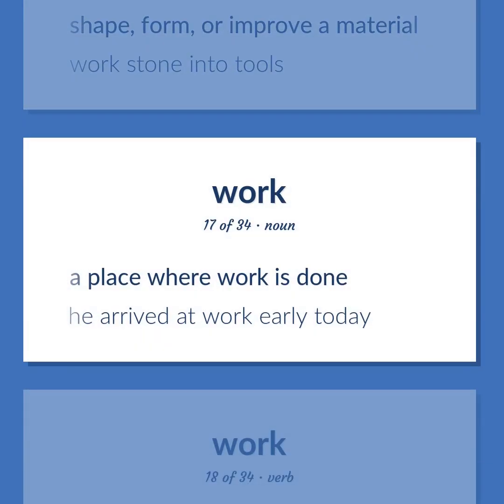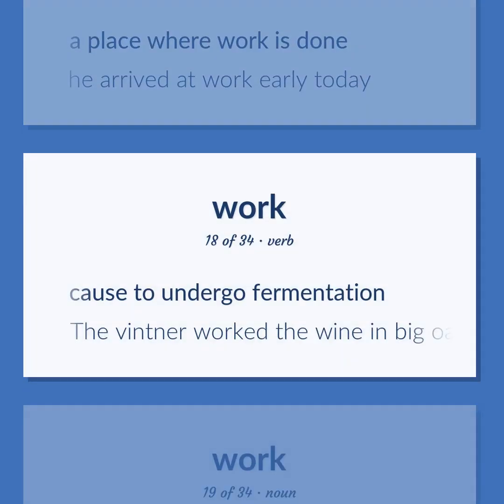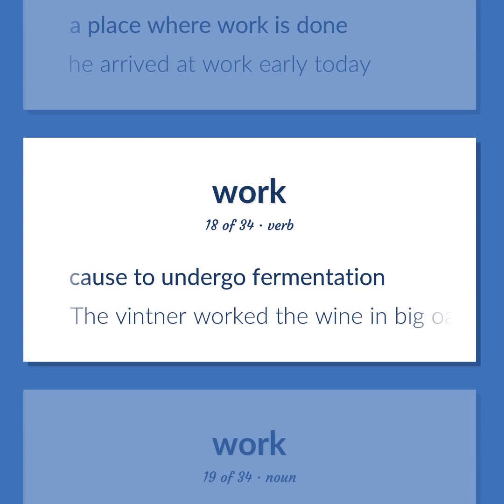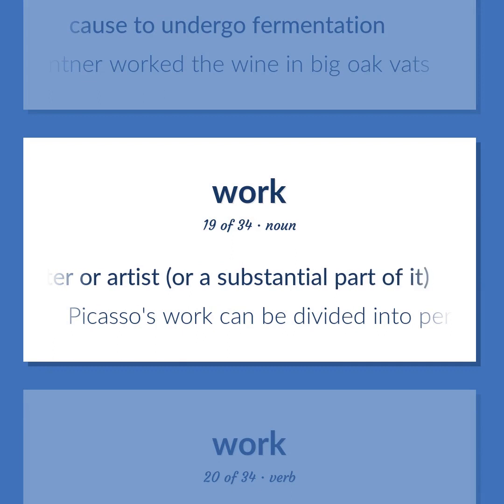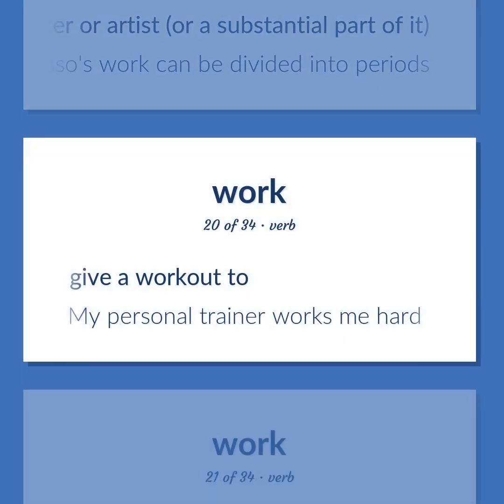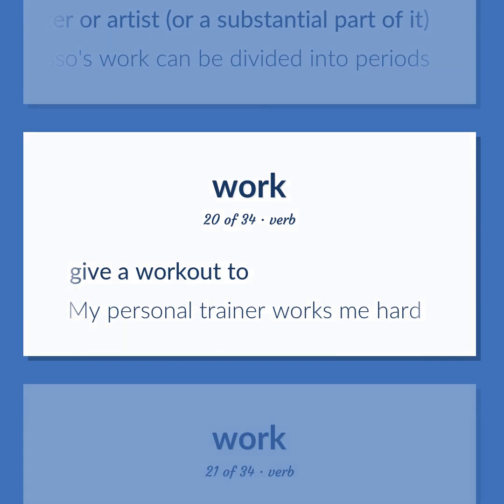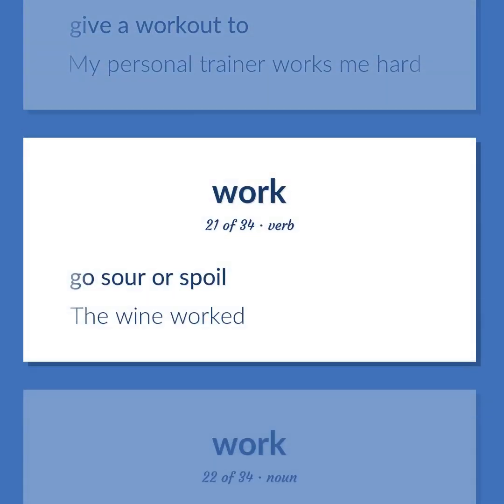A place where work is done. He arrived at work early today. Cause to undergo fermentation. The vintner worked the wine in big oak vats. The total output of a writer or artist, or a substantial part of it. Picasso's work can be divided into periods. Give a workout to. My personal trainer works me hard. Go sour or spoil. The wine worked.